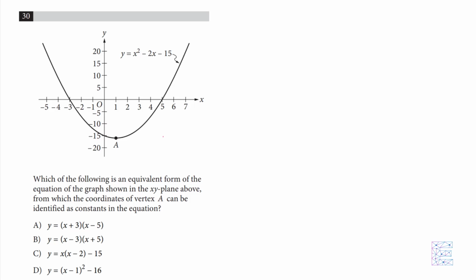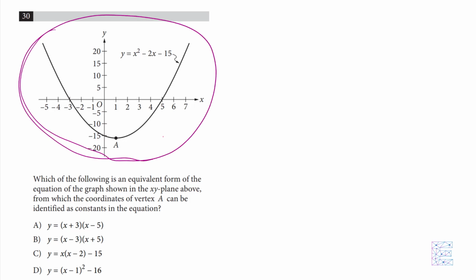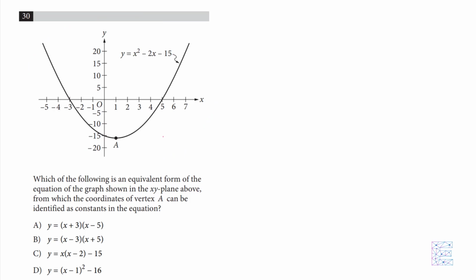Which of the following is an equivalent form of the equation of the graph shown in the xy plane above, from which the coordinates of vertex A can be identified as constants in the equation? So there's a lot to unpack here. We have an equation that's been made into a graph right here, and the question is asking for an equivalent form of that graph.